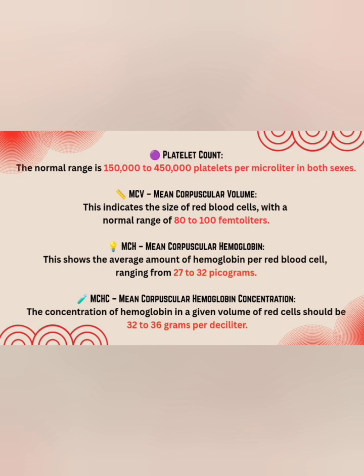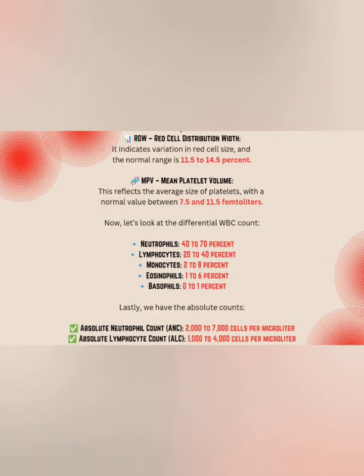MCV, mean corpuscular volume, this indicates the size of red blood cells with a normal range of 80 to 100 femtoliters. MCH, mean corpuscular hemoglobin, this shows the average amount of hemoglobin per red blood cell ranging from 27 to 32 picograms. MCHC, mean corpuscular hemoglobin concentration, the concentration of hemoglobin in a given volume of red blood cells, should be 32 to 36 grams per deciliter.